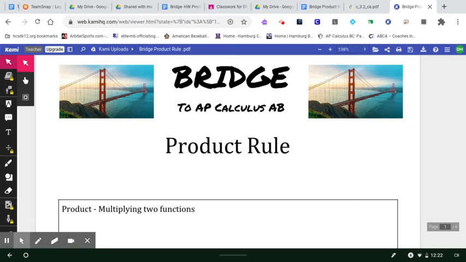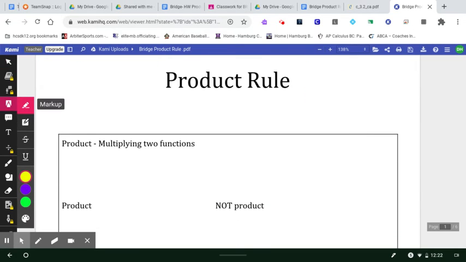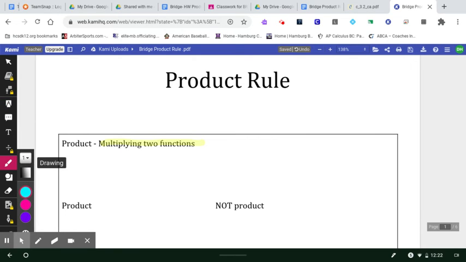All right, today we're going to tackle one of these great derivative rules called the product rule. So we talked about the power rule, and now we're on to a new rule called the product rule. And it's just like it sounds. Product, of course, is what happens when you multiply two functions together. So we have to be careful that we're actually multiplying functions.